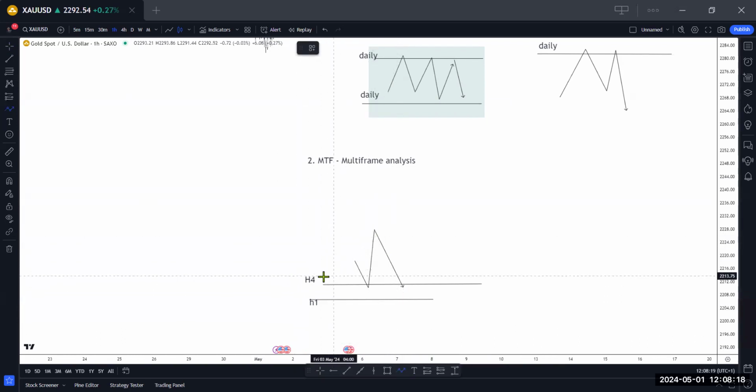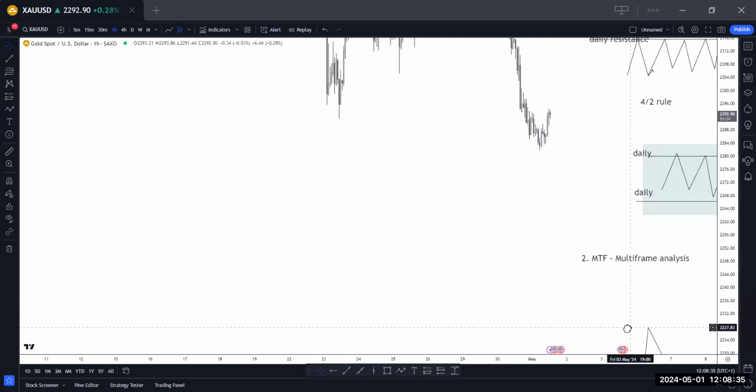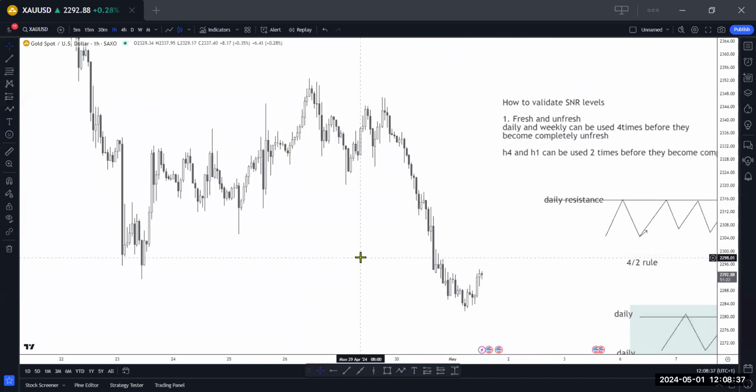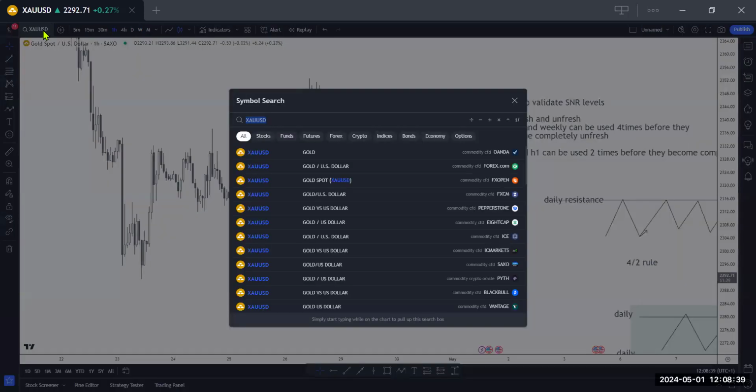If I have an H4 SNR I want to buy from, I have marked the H4 SNR level, right? For me to know if price is going to use this H4 SNR level, I have to go to H1 to look for a fresh SNR level that is closest to this H4 level. And this is an example. Let me show you guys an example on EU.